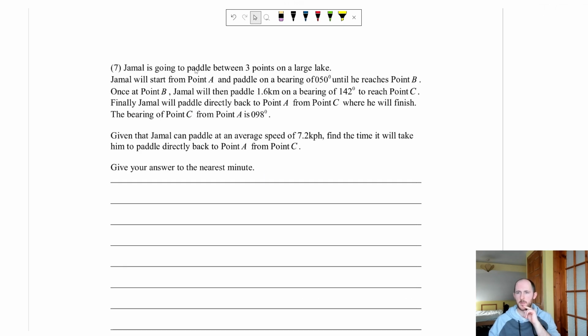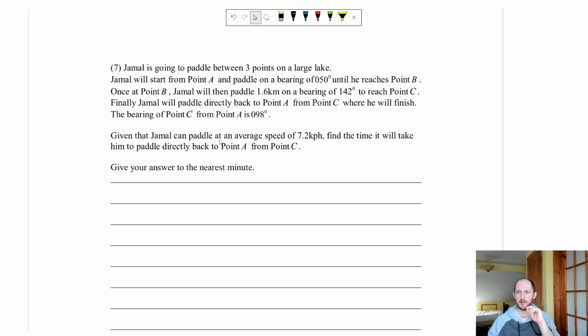So Jamal is going to paddle between 3 points on a large lake. He will start on point A and paddle on a bearing of 50 degrees until he reaches B. Once at B, he will then paddle 1.6 kilometers to reach C, and there's the bearing. He'll then paddle directly back. We will finish. The bearing of C from A is 98 degrees.